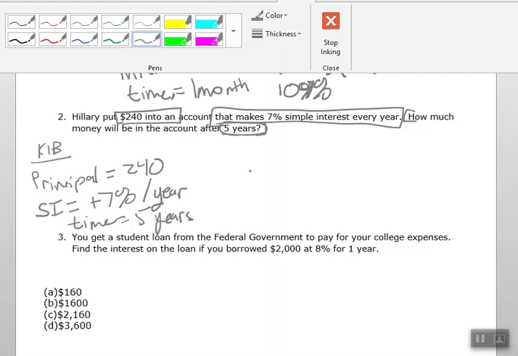All right. So what I want to do is I have to do three things, right? First, I'm going to find the interest. Then I'm going to multiply that by 5. Then I'm going to add it to the 240. All right. Step 1, 7% interest.